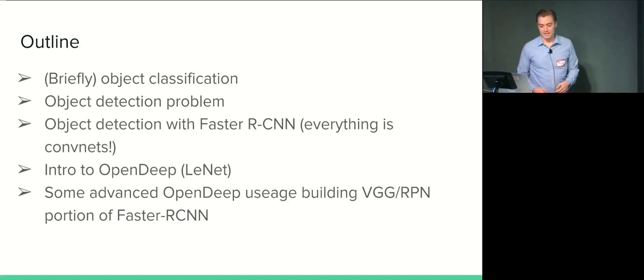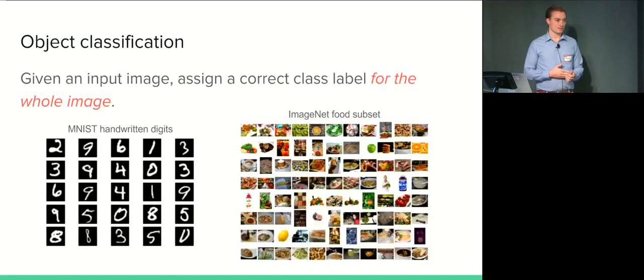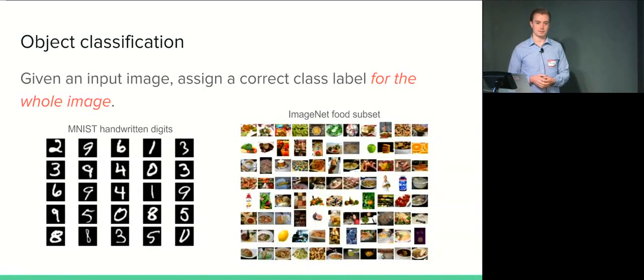So object classification, its premise is widely studied. It's given an image. What is in this image? Can you classify it? For handwritten digits, is this a 2? For an object, is this a burger? Is this a lemon? Things like that. And the two most commonly used data sets in academia are MNIST, which is actually a little bit small nowadays, and ImageNet, which is the larger competition.